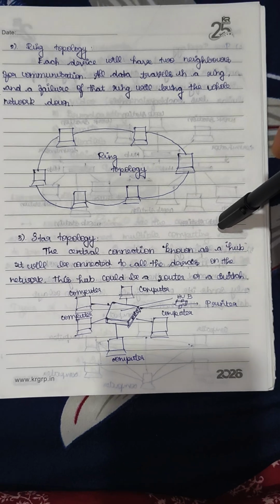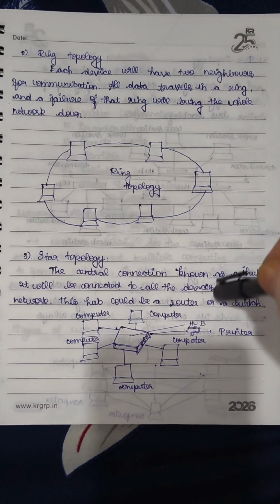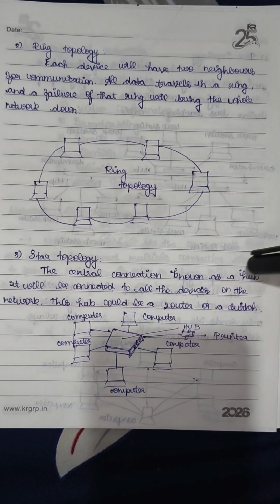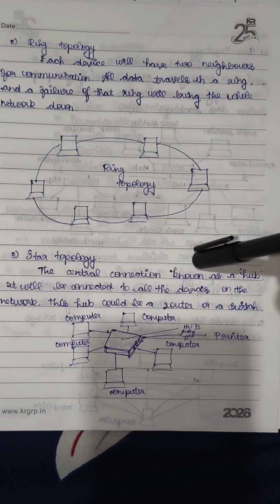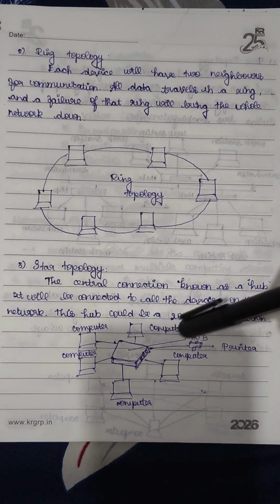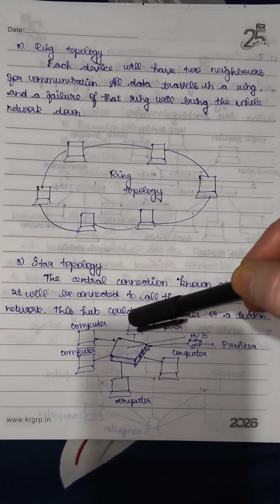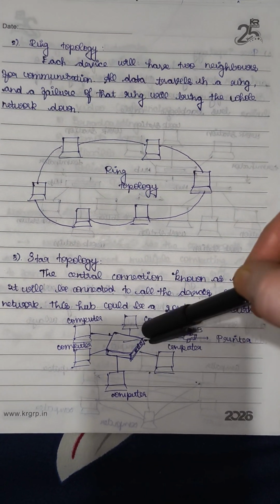Next comes the star topology. So here the information has been shared to all the networks with the help of a hub. So the central connection is known as the hub. It will be connected to all the devices on the network. So this hub could either be a router or a switch. That means the hub is used to process the information to all the devices that have been connected in the network.